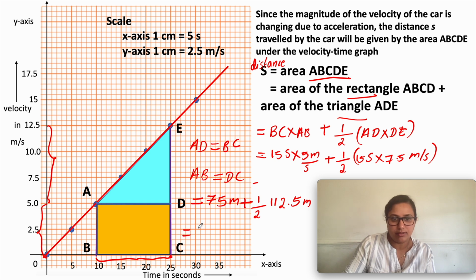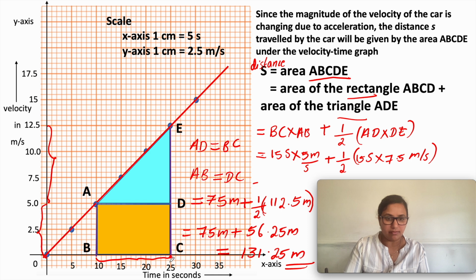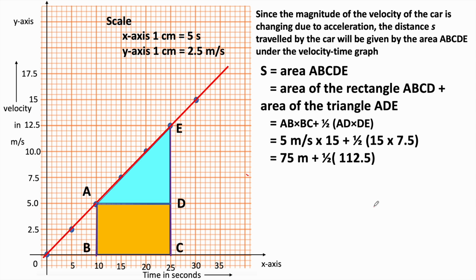So what you get here? 75 meter plus 112.5 divided by 2. So what you get here? It is 56.25 meter. The final answer you get is 131.25 meter. So that is the distance of the car between the time interval T1 is 25 seconds and T2 is equal to 10 seconds. So this is how we get 131.25 meter.